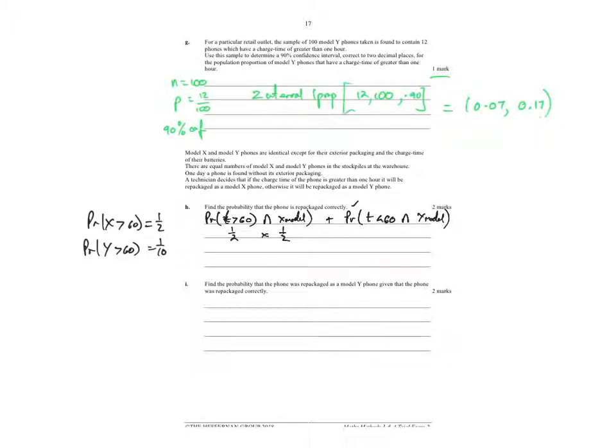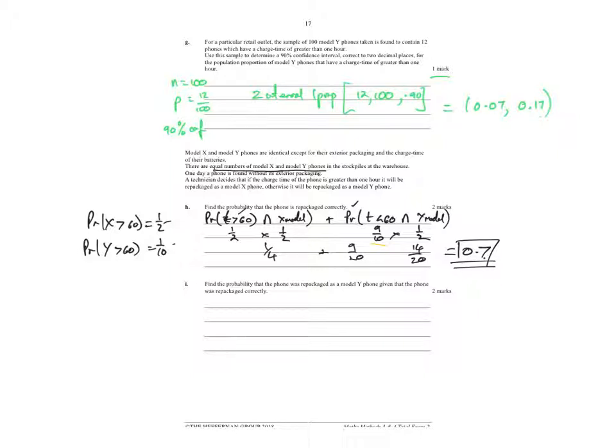goes a half by a half, plus the probability of a Y model and also being less than 60. The probability of getting a Y model is a half, because half the phones in the collection are Y model phones, and for the Y model to be packaged correctly, as a Y model, it's going to be less than 60, and 90% or 9/10 of the phones are less than 60. So if we multiply those together, a quarter plus 9 on 20 gives me 14 on 20, which gives me 0.7. Okay.